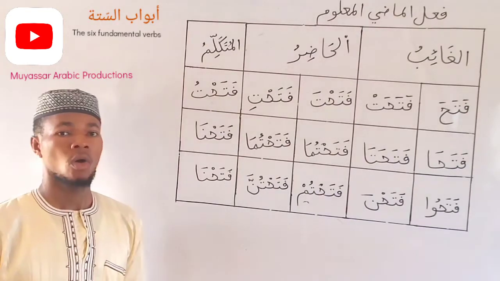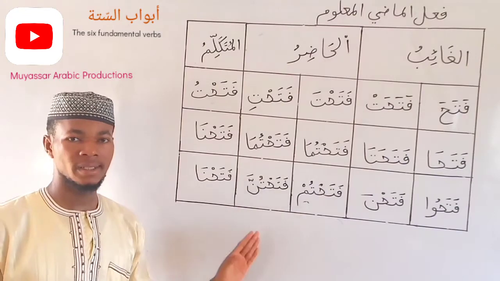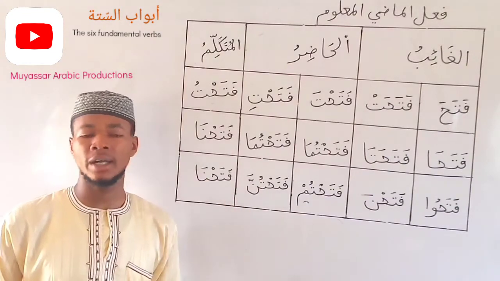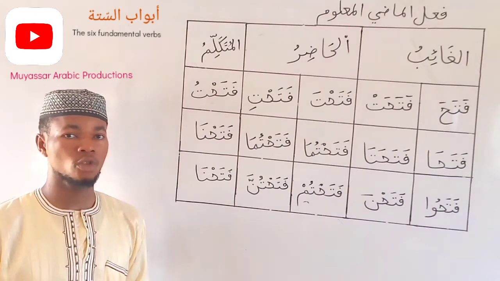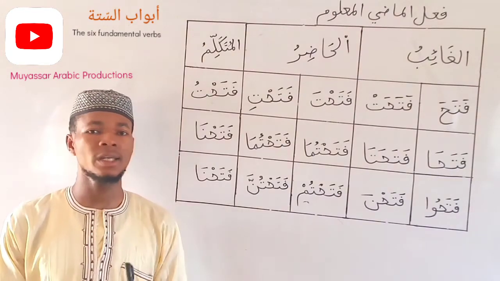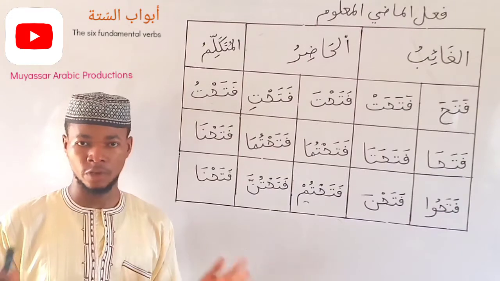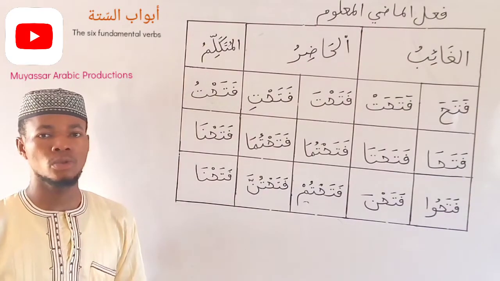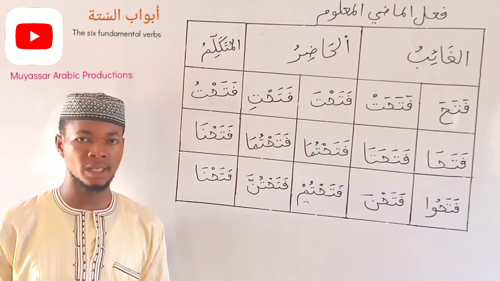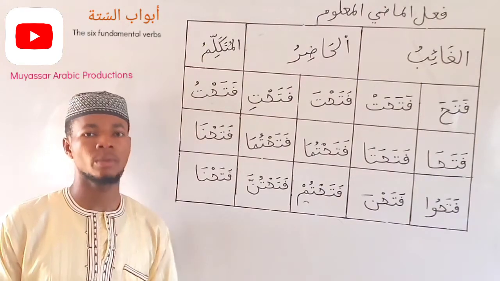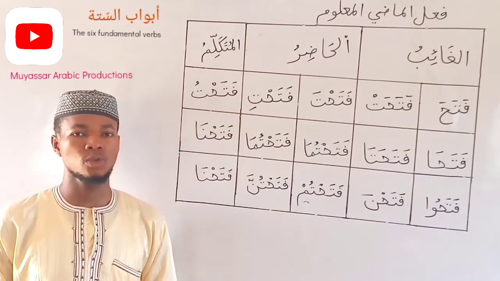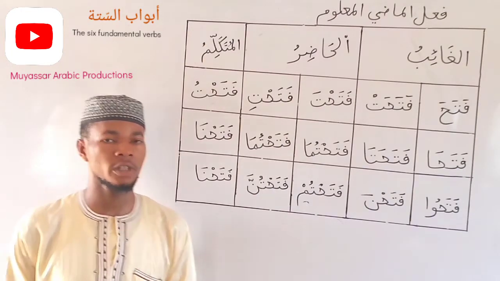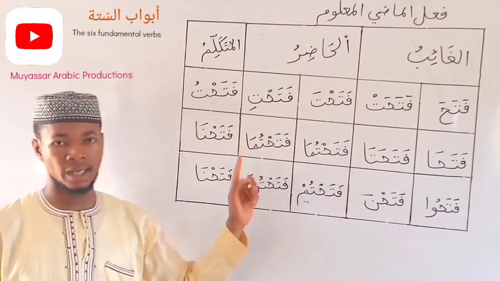So here, all you need is to practice and master this table very well. With this table, any other kind of verb that you'll be given, you'll be able to say anything you want with such verb in past tense. Now, let's try to do the same thing with another verb under the same fundamental verb. For instance, we have the verb dhahaba falling under the same fundamental verb fataha.